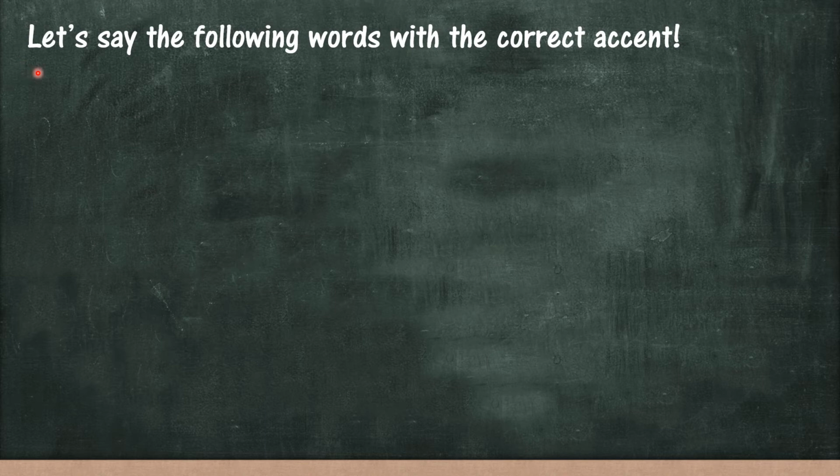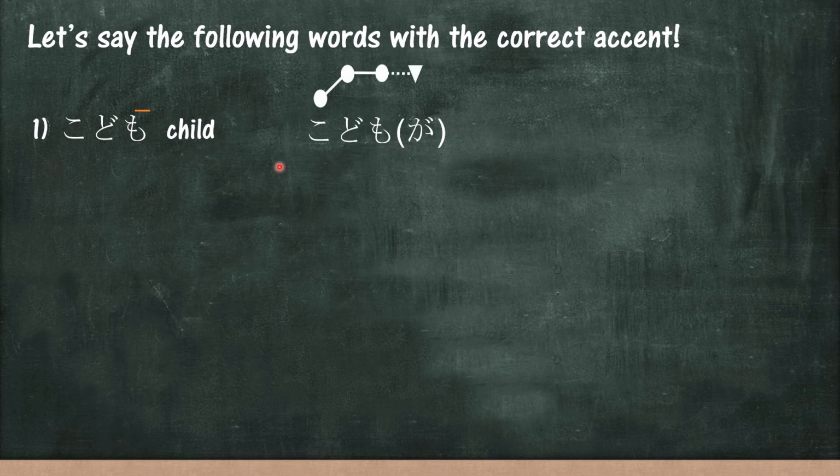There are 12 words to check. So when you see each word, stop the video and try to pronounce it. Then check your answer. Number 1, child. Check the answer. 子供、子供、子供が、子供が. Flat type.